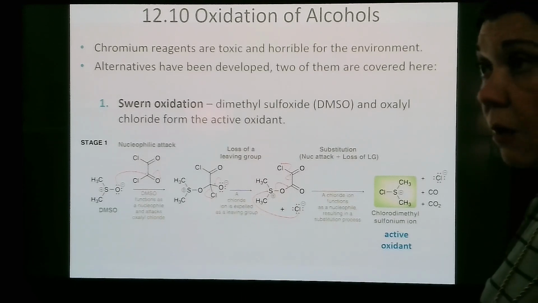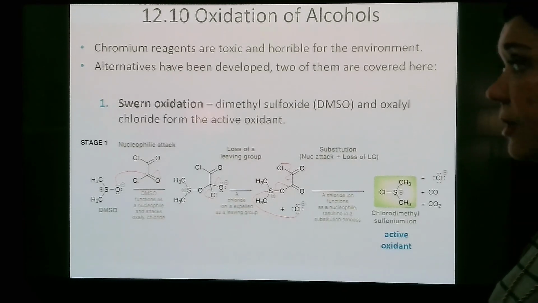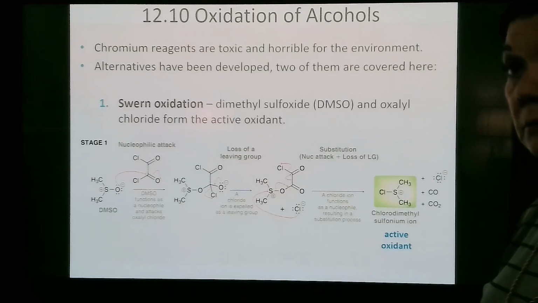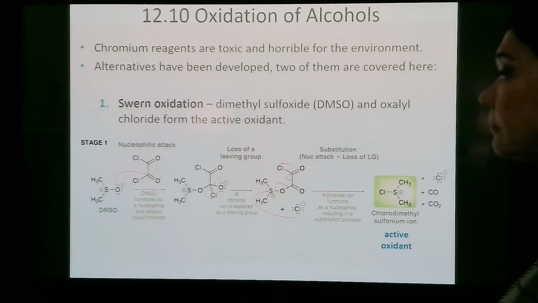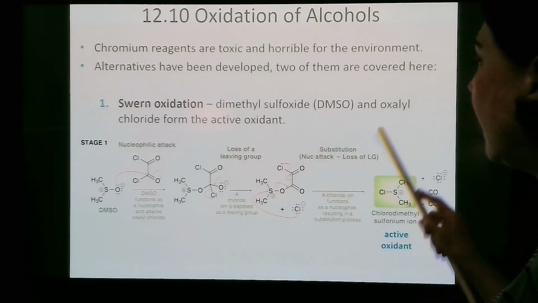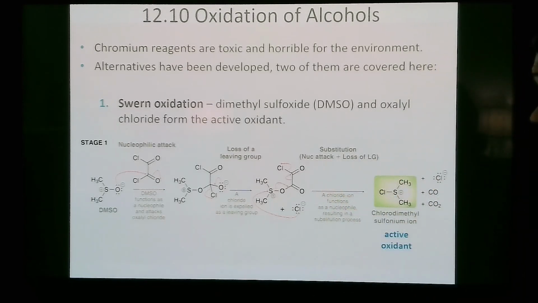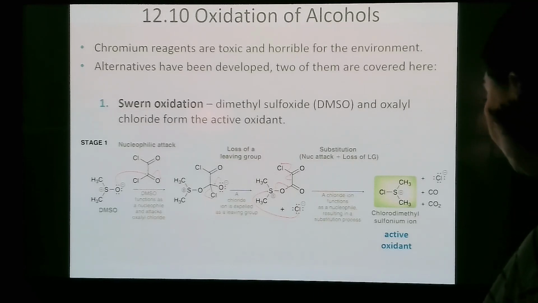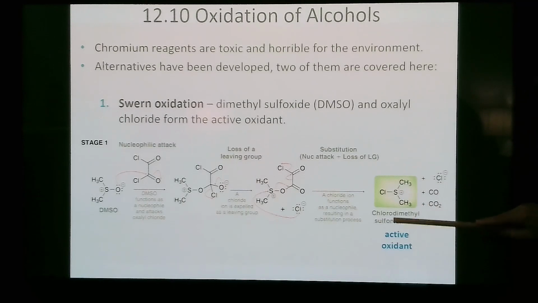But as you already know, probably, chromium reagents are toxic and horrible for the environment, and so other oxidizing agents, which are milder, have been developed. And so this is the Swern oxidation. Dimethyl sulfoxide and oxalyl chloride form the active oxidant here. And so this is the active oxidant, the chlorodimethyl sulfonium ion.